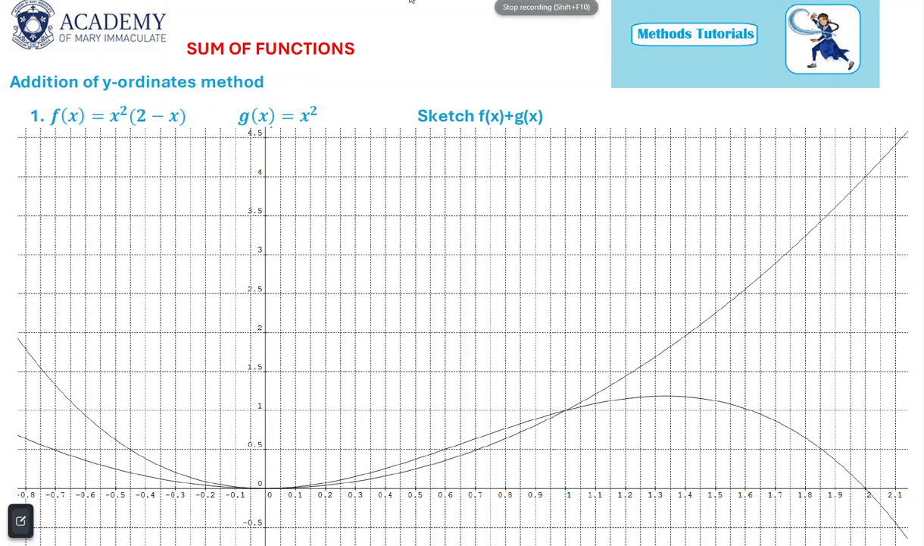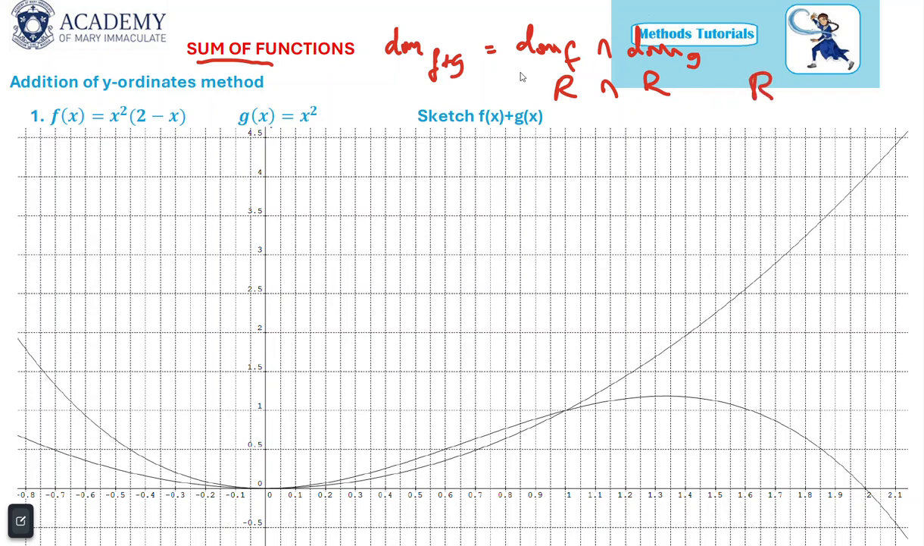So this is the first question for sum of functions, remembering that the domain of the sum of f plus g will be the domain of f intersect the domain of g, which in this particular case is all real numbers intersecting all real numbers, so the domain is all real numbers. I'm going to do zeros first, because when you add 0 to something, it's the other thing that you're adding it to. So 0 plus 0 is 0, and I have another 0 over here at 2, so that's going to be that value there.